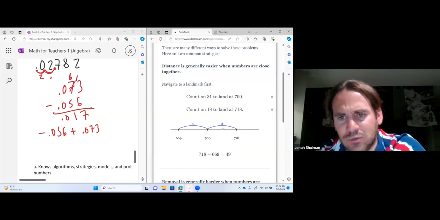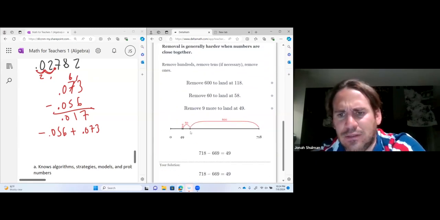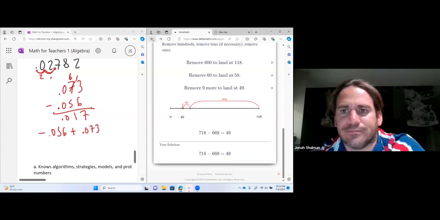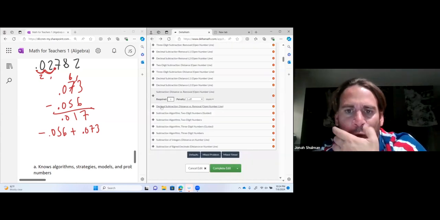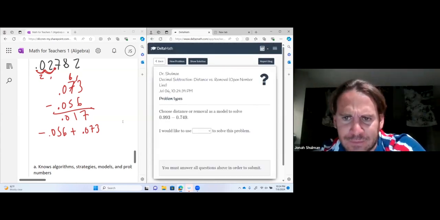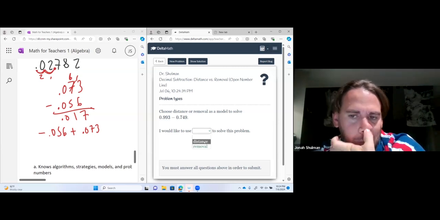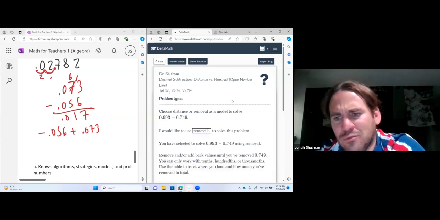Okay, so that was the distance way that I was trying to do. And there's the subtraction way. All right, open number line. So choose, what's the removal? I like the removal way, why not?